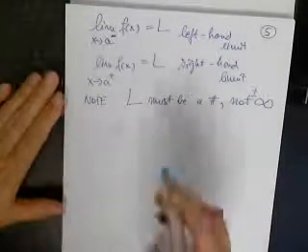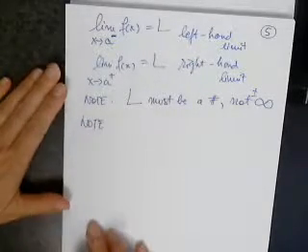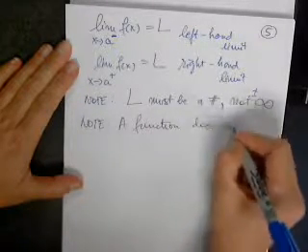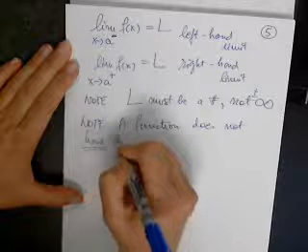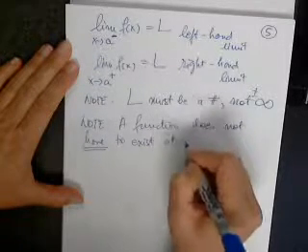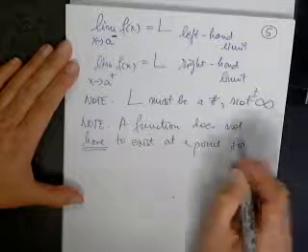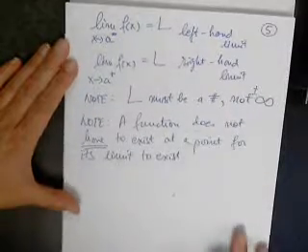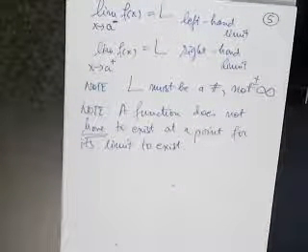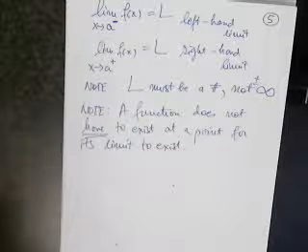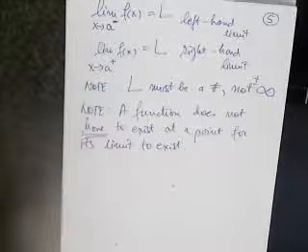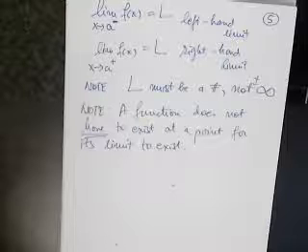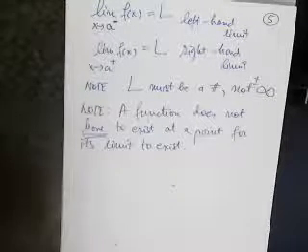Okay. Another note. A function does not have to exist at a point for its limit to exist. So a function may have a limit at a point, from the left, right, or either side, but it doesn't have to be defined there. Okay, I'll give examples in a minute.